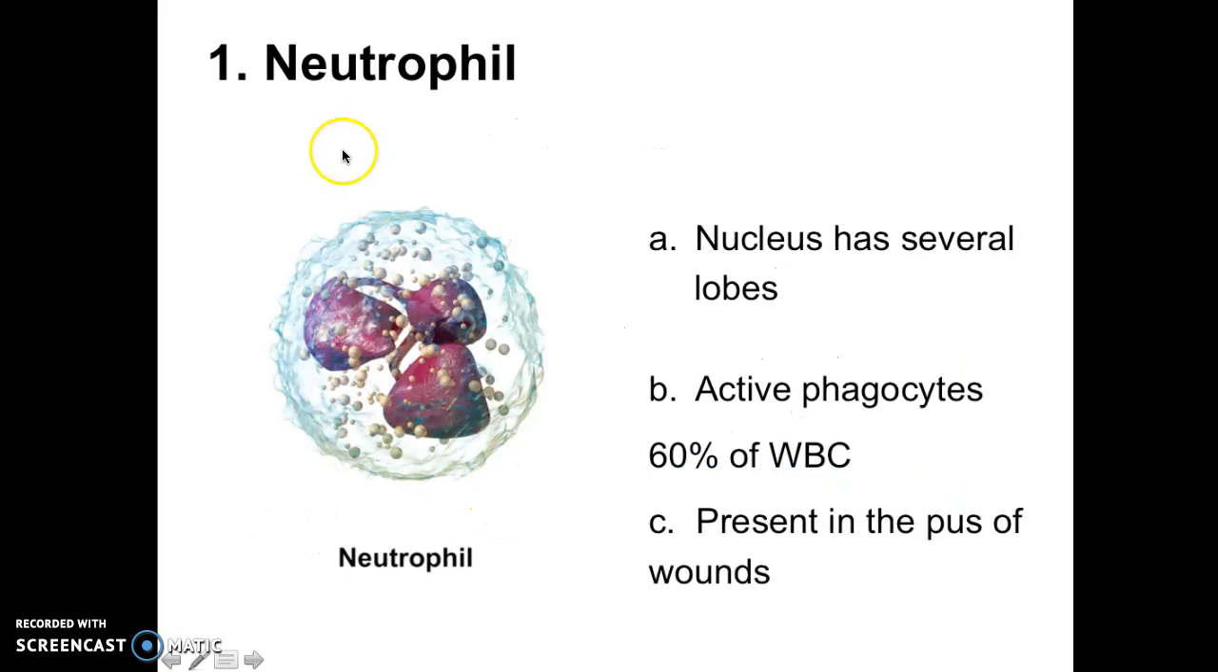Okay, so we'll start with neutrophil. When you're looking at a neutrophil, it's a granulocyte, so you can see the granules in the cytoplasm. The nuclei will have more than 2 lobes. So this one has 1, 2, 3, it has many lobes to it.